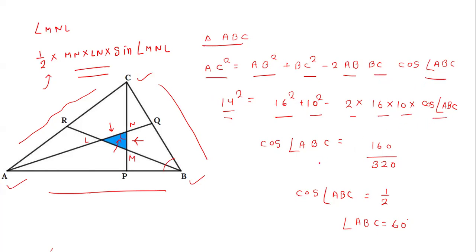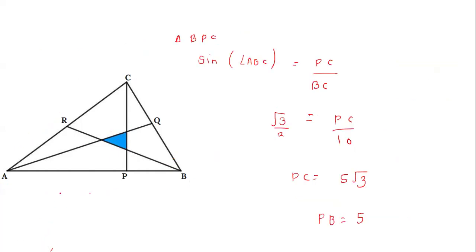If you simplify this, the cos of the angle ABC will become half. So from here you can find out the angle ABC, this angle is coming as 60 degree. So this angle is 60 degree. Now let's further proceed. Now consider the triangle BPC. We know this angle is 90 degree as it is given in the problem. So in the triangle BPC, we can say that the sine of the angle ABC is equal to PC divided by BC.